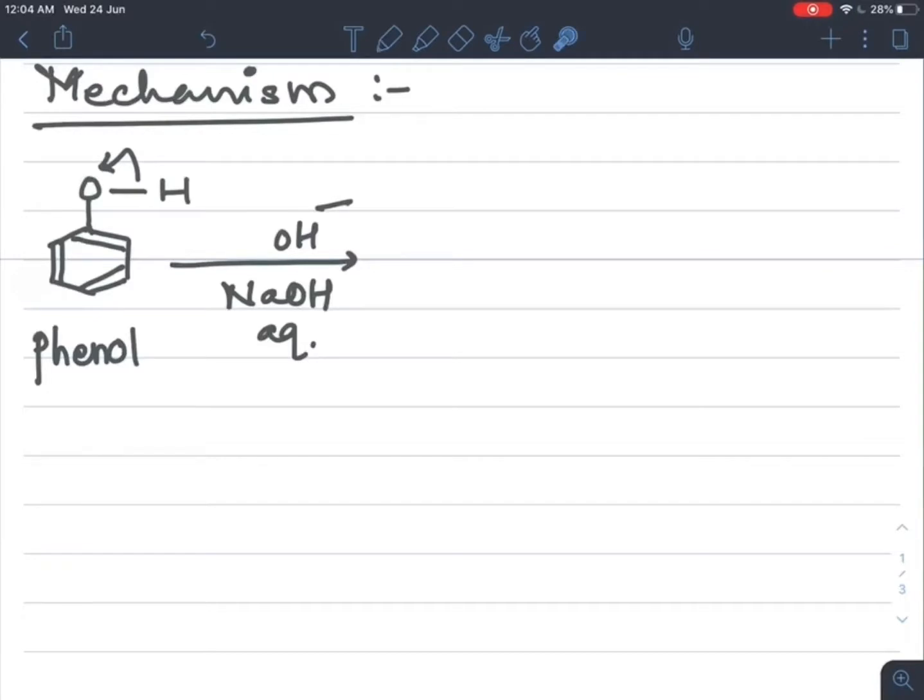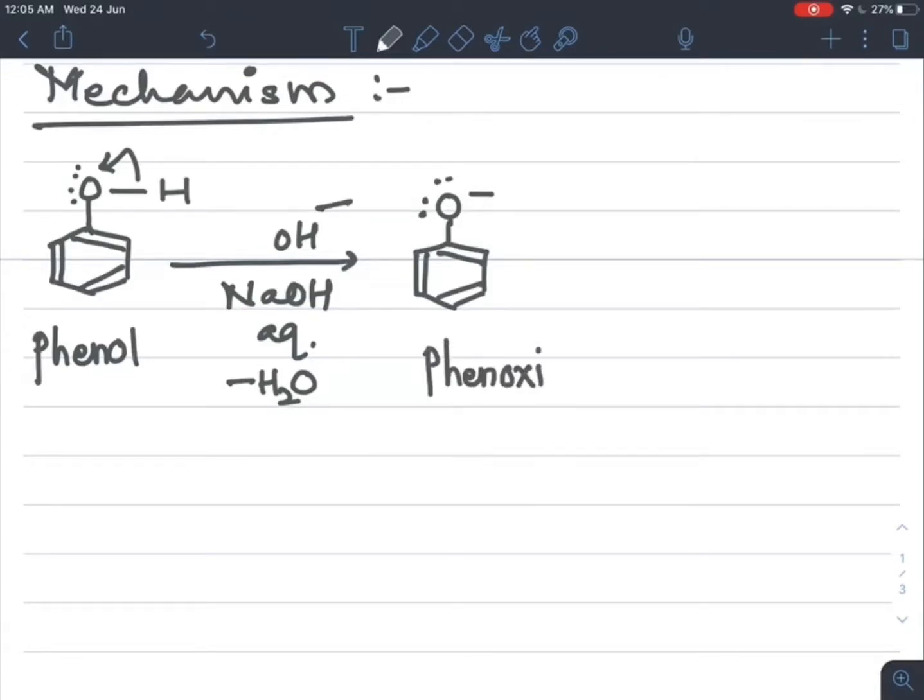Here, H plus combines with OH minus, and H2O is removed, and we get a phenoxide ion. So what happened? This H2O, I can write on the arrow as minus H2O. Now this oxygen, with its two lone pair electrons, forms a negatively charged oxygen due to the shifting of this pair of electrons on the oxygen. So the name of this intermediate is phenoxide ion. This is the phenoxide ion formed.